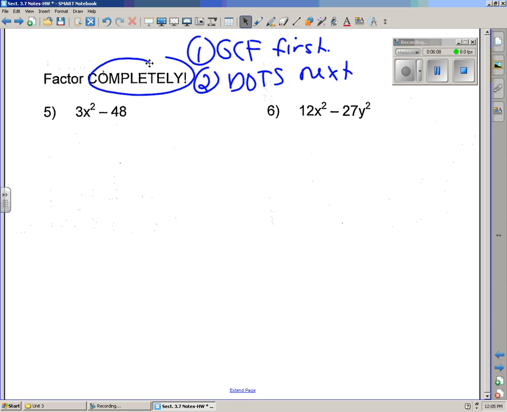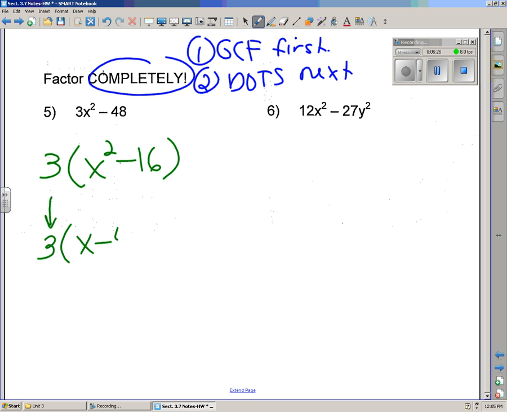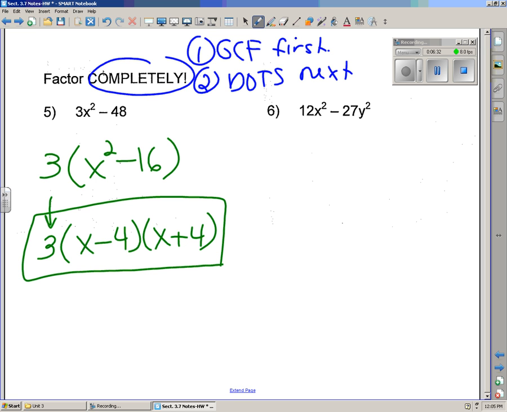So the first one, number 5, is there a GCF? And there definitely is. The GCF is 3 outside a parenthesis, which is what's left over being x squared minus 16. Well, what's in parentheses is a perfect square. It's a DOTS problem. I'm going to carry down my GCF. I'm going to open up the parentheses, and now I'm going to have x minus 4, x plus 4, and my GCF.